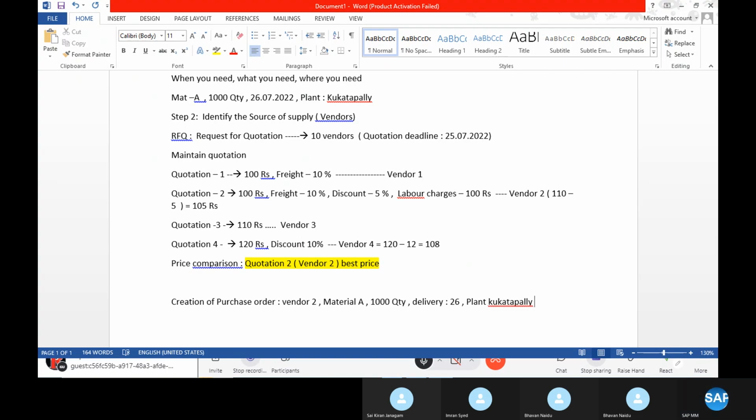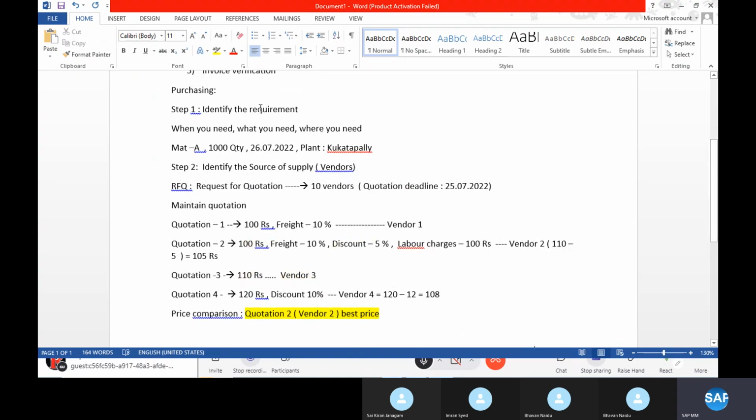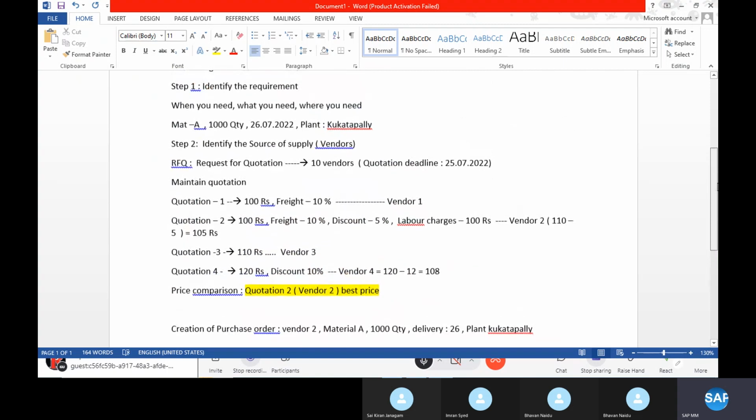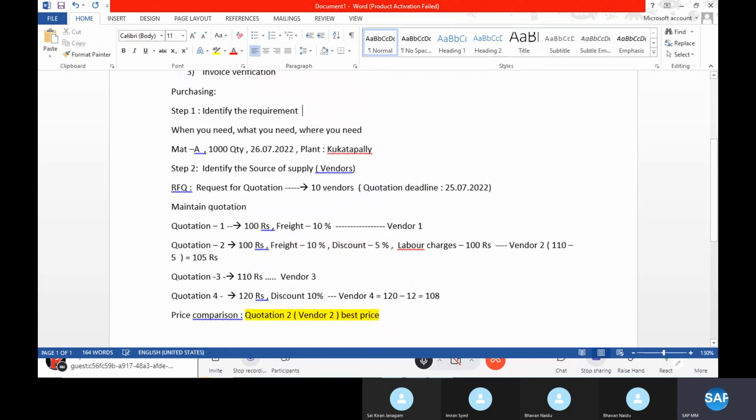Kokatpalli plant, right? So what is the difference between the above identification of requirement and the below order creation part? Here, what we call the identification of requirement, we generally call requisition. That means what you need, we generally call purchase requisition. Whatever requirement we identify, it might be identified by you, or it might be requested by some department.